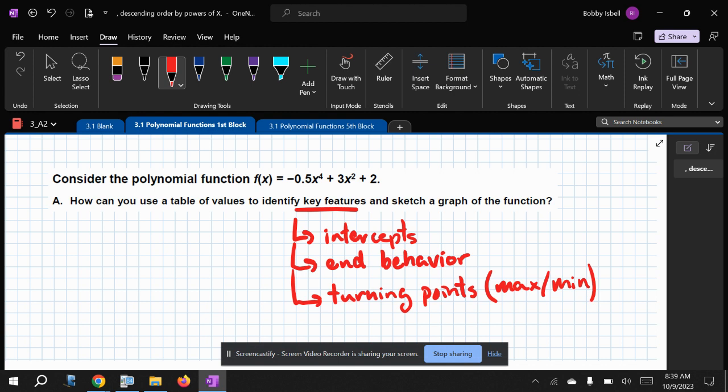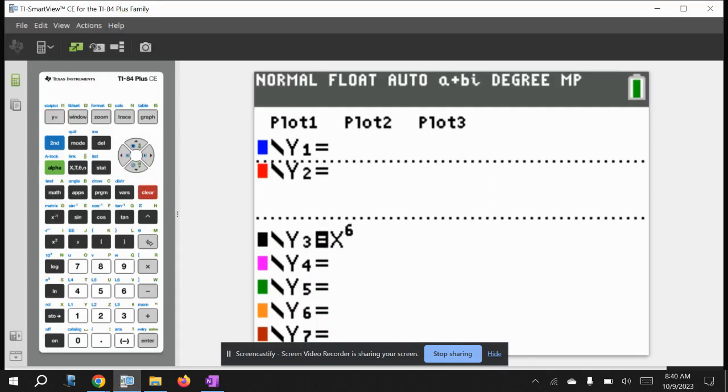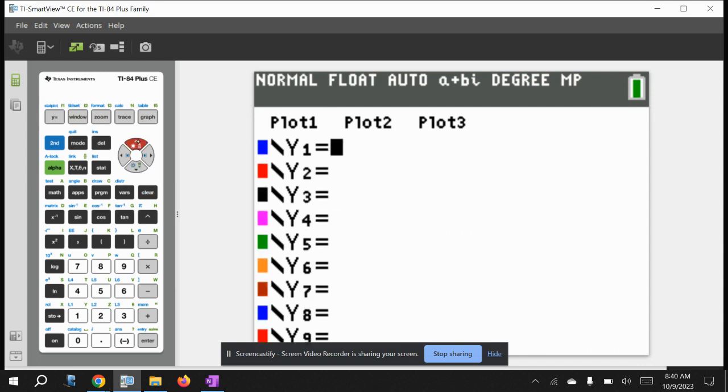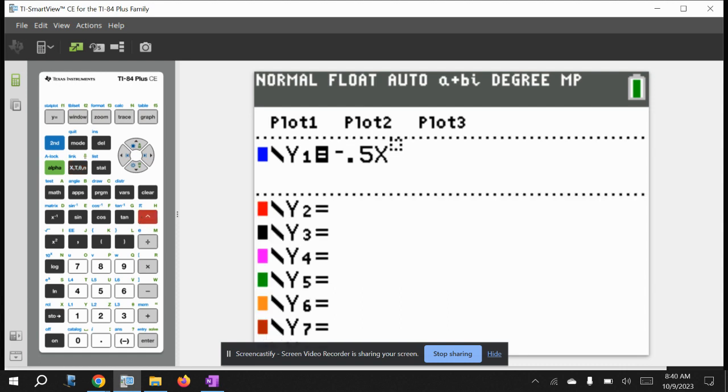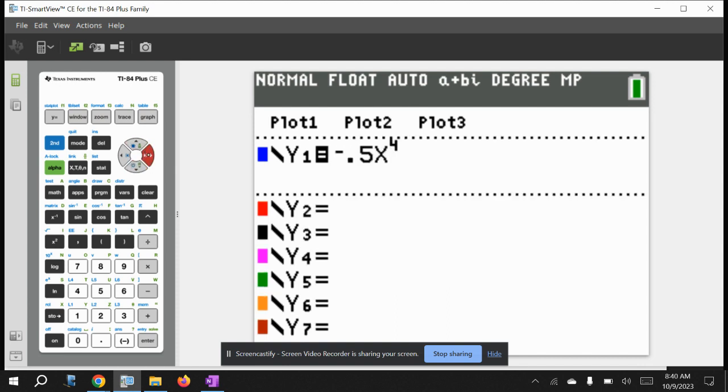So we're going to graph this with the calculator and see what's happening with it. I'm going to clear out all this other junk that I had going on. And I'm going to type in negative 0.5 x raised to the fourth, plus 3x squared plus 2. Before I even hit graph, what do I know about the ends of this graph?